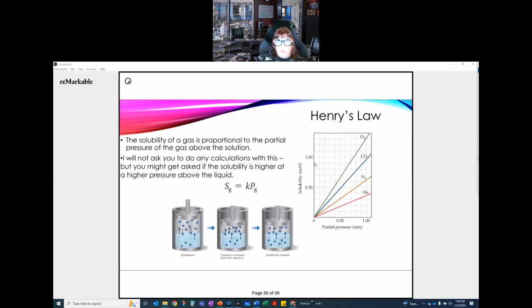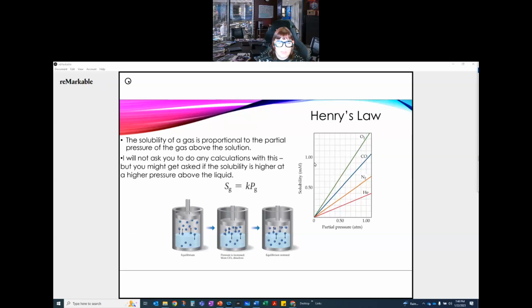All right. One last thing I want to talk about in terms of solubility. We don't talk very much about the solubility of gases. We typically only talk about the solubility of solids. But the solubility of a gas is proportional to the partial pressure of the gas above that solution, right? So if I have more of that gas above it, pushing down, it's going to go into solution more readily, right? Now, I'm never going to ask you to do a calculation with this, all right?